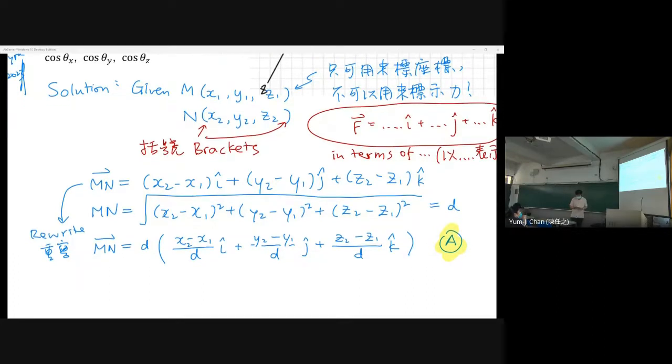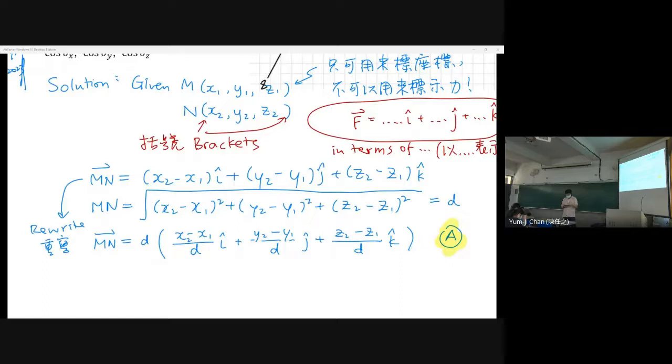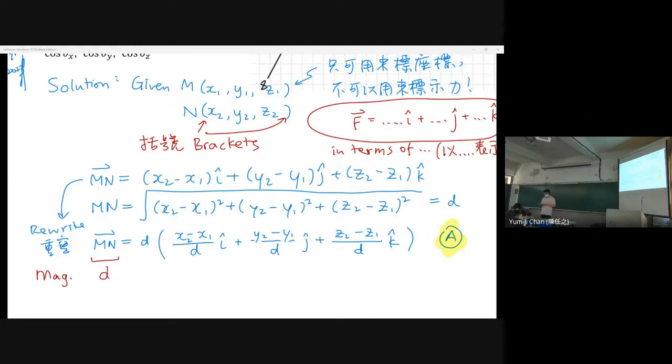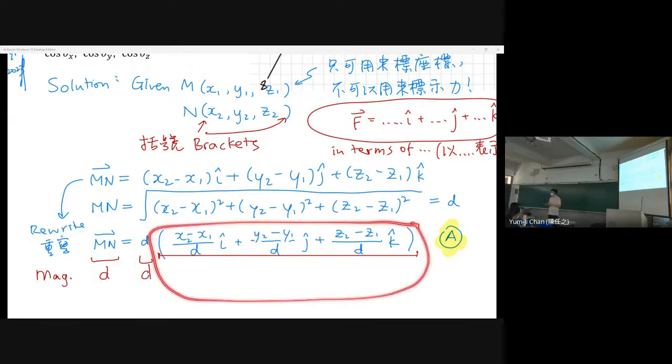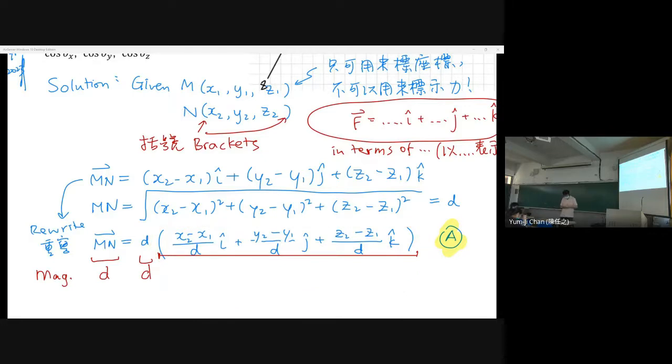Now, on the left hand side, we write down the magnitudes. The magnitude of MN is d. What's the magnitude of this part? On the left hand side, we have the magnitude d, and this one is equal to d. The magnitude of this part is equal to 1. So this is a unit vector.